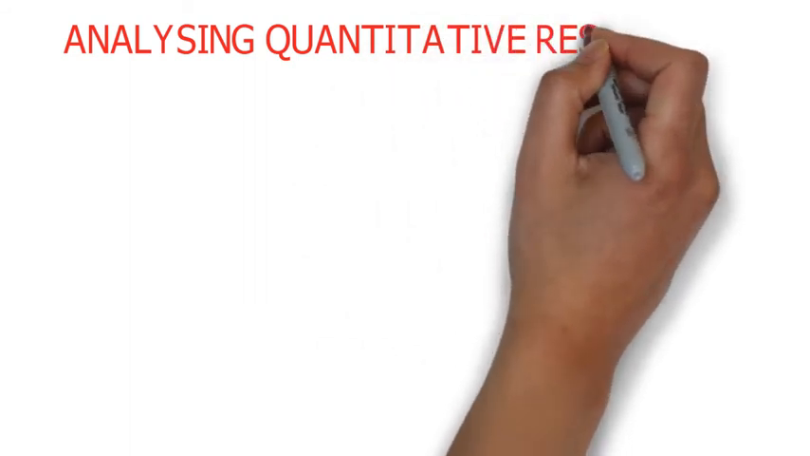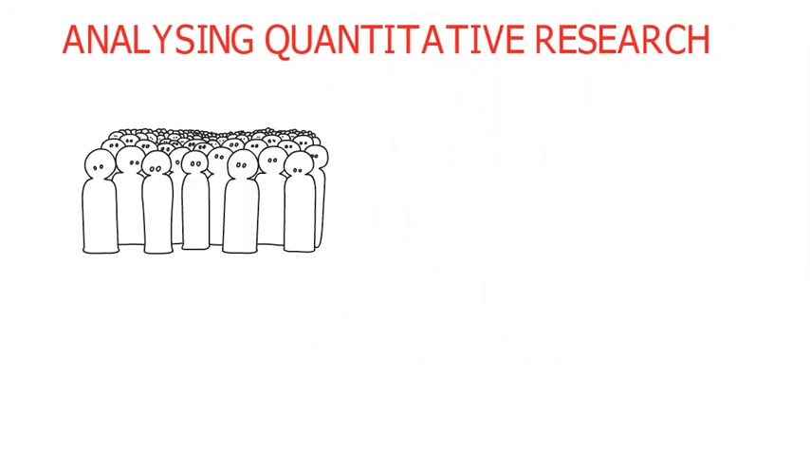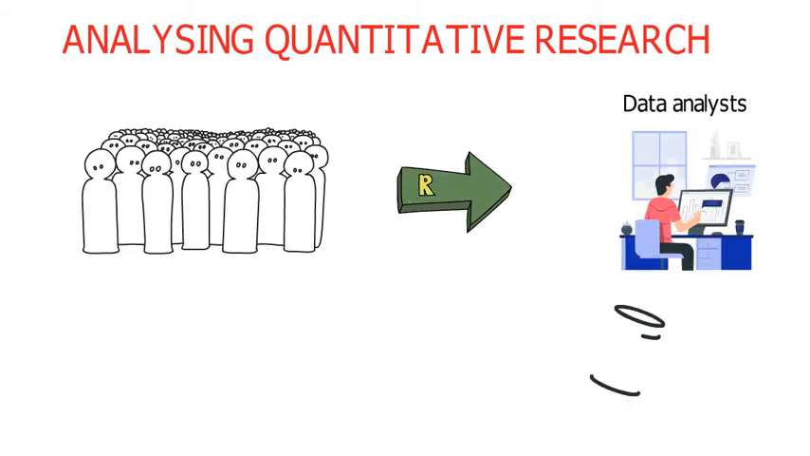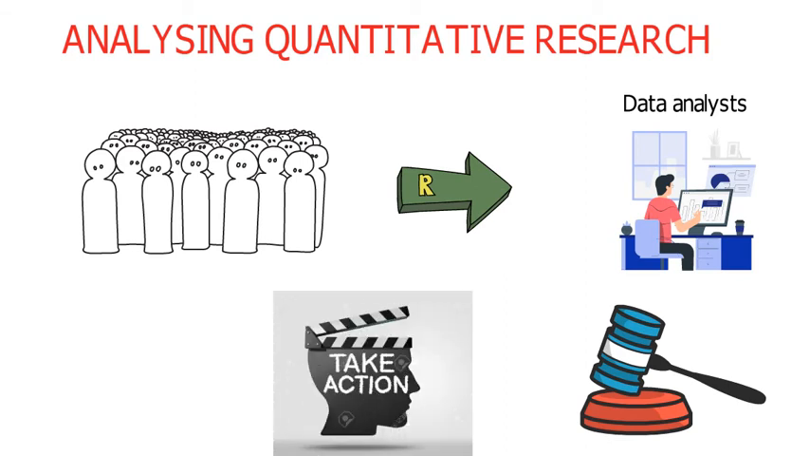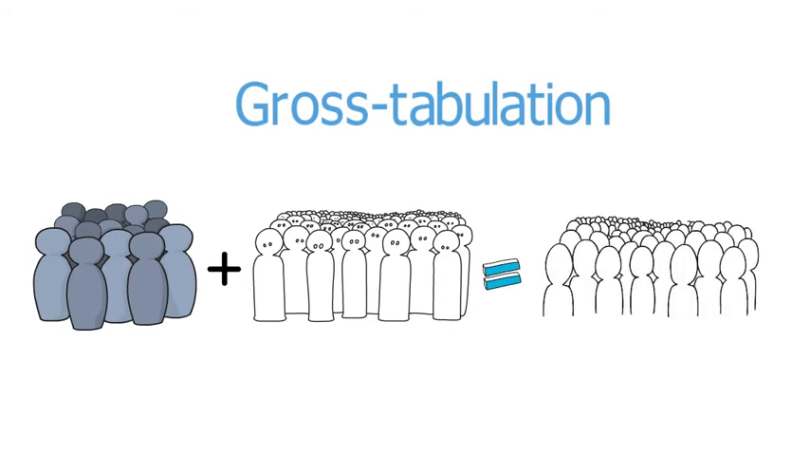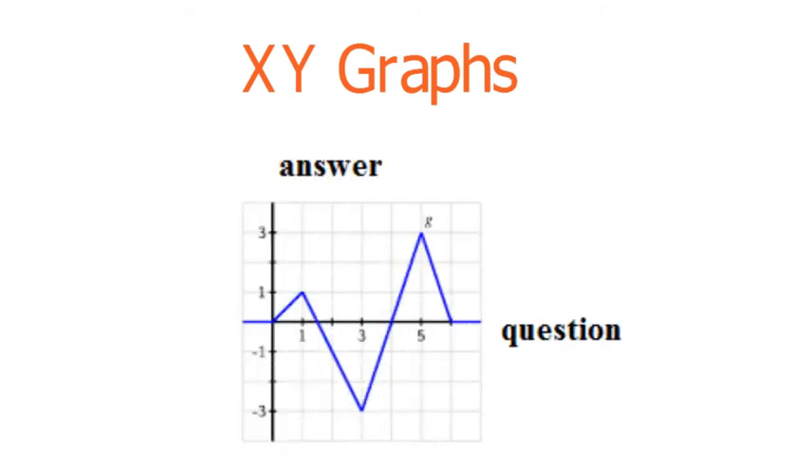Next part is about analyzing quantitative research. Quantitative research provides market researchers with raw data, followed by conclusions and taking action. Quantitative market researchers are data analysts working with cross tabulation. It shows the results from different groups of respondents and highlights variation from the norm. A simple XY graph shows the different relationships between answers to questions.